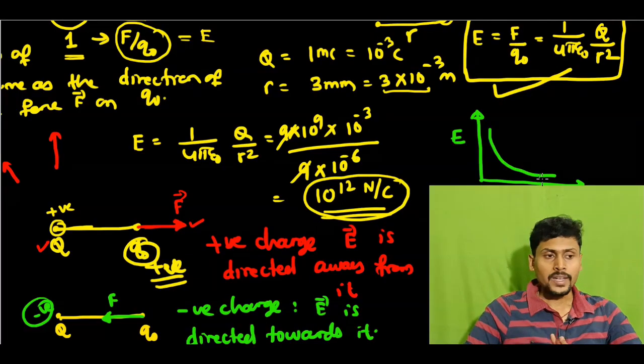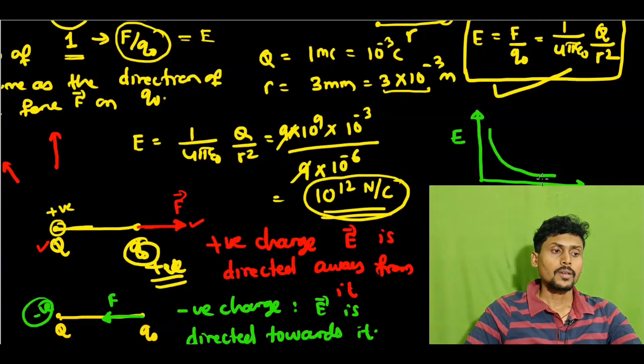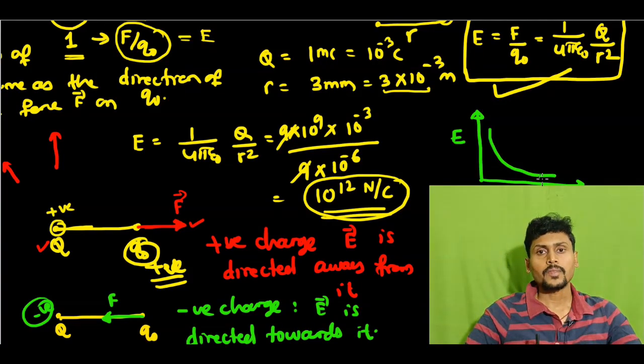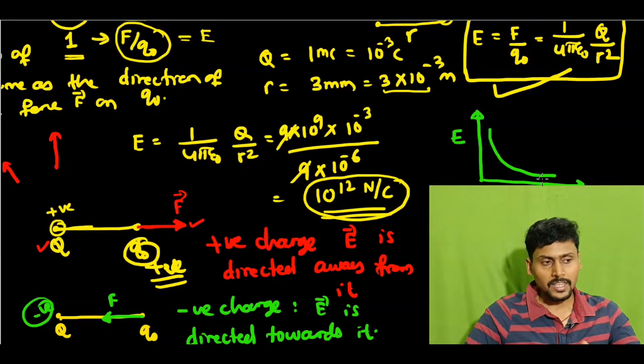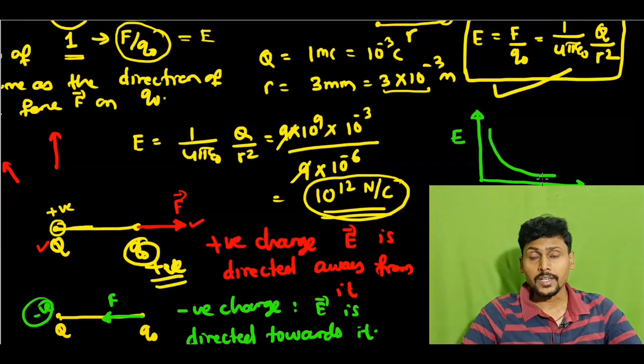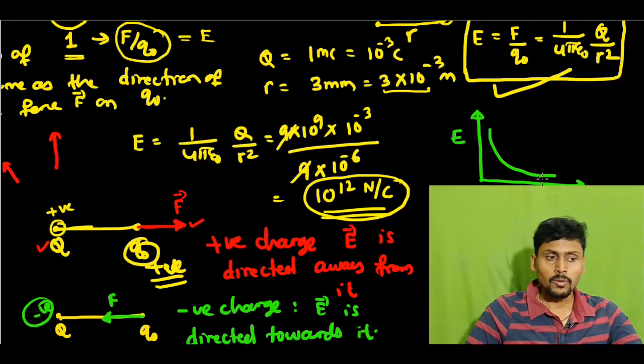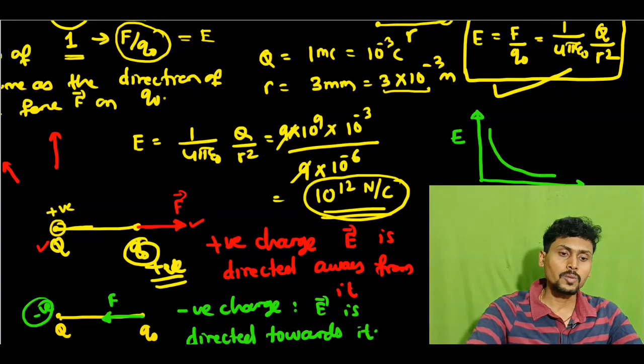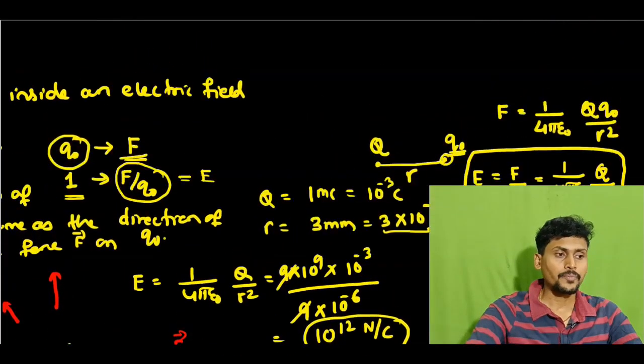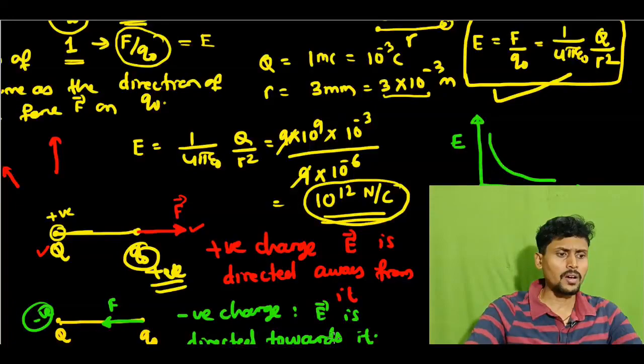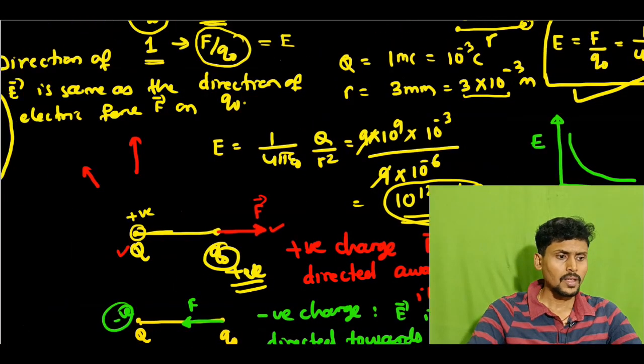So students, that's all about the electric field, electric field intensity, its magnitude, its direction, and how to calculate the electric field intensity due to a point charge. And I want to tell you the last formula. Look at this basic formula, the basic formula of electric field intensity.